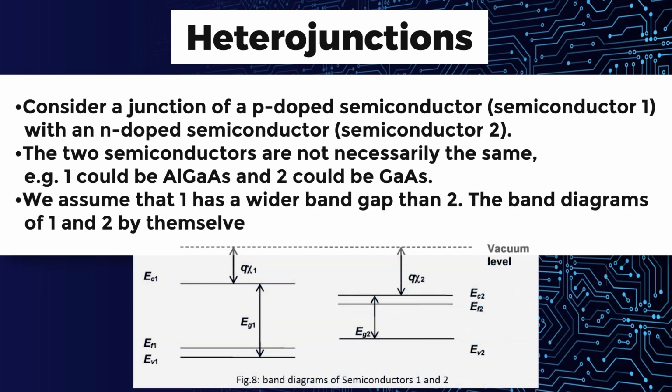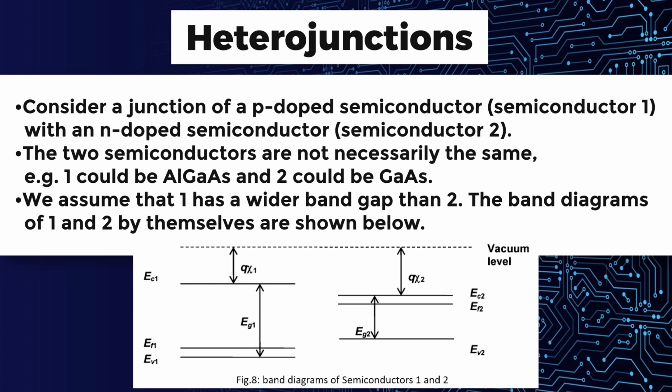Consider a junction of a p-doped semiconductor, semiconductor 1, with an n-doped semiconductor, semiconductor 2. The two semiconductors are not necessarily the same; it can be any of them. For example, one can be aluminium gallium arsenide and the second gallium arsenide. It's not necessary that one should be silicon and the second should also be silicon.